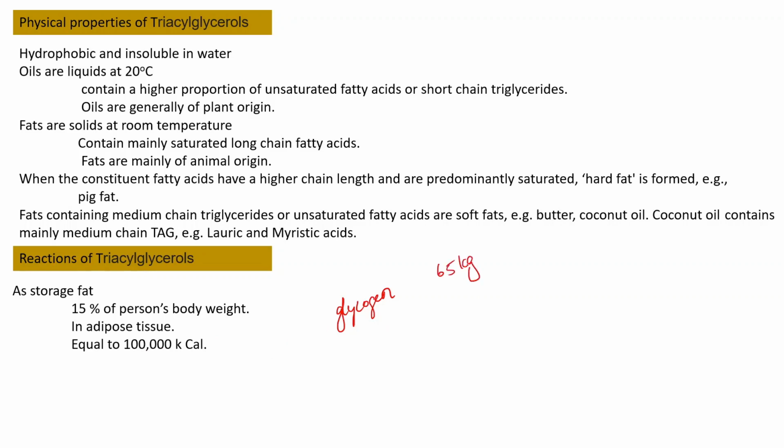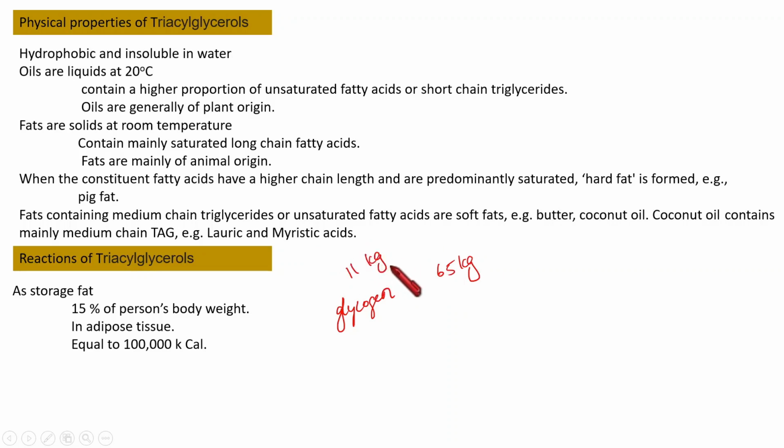65 kilogram of glycogen is required to give this much energy for that person. And in that place, for giving this much energy for a normal weight person, it needs only 11 kilogram of triacylglycerol. So look the difference. In the place of this 65 kg, here 11 kg only is required.